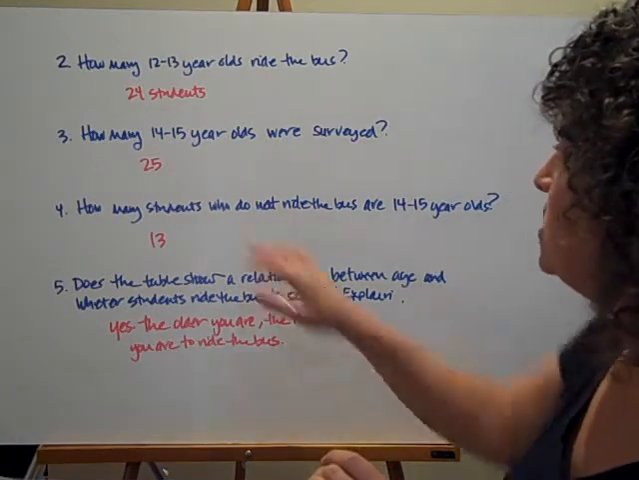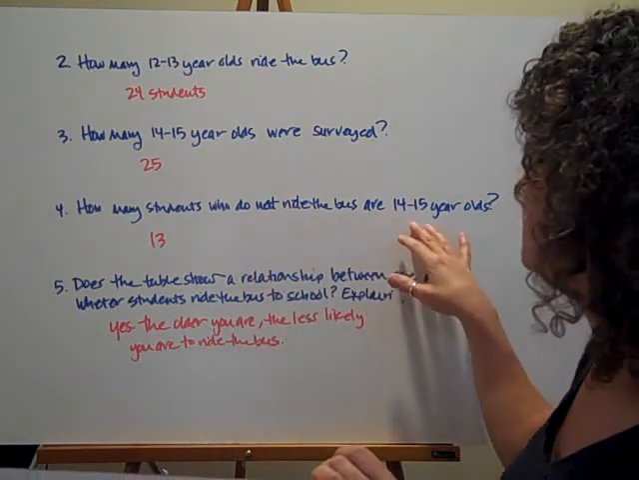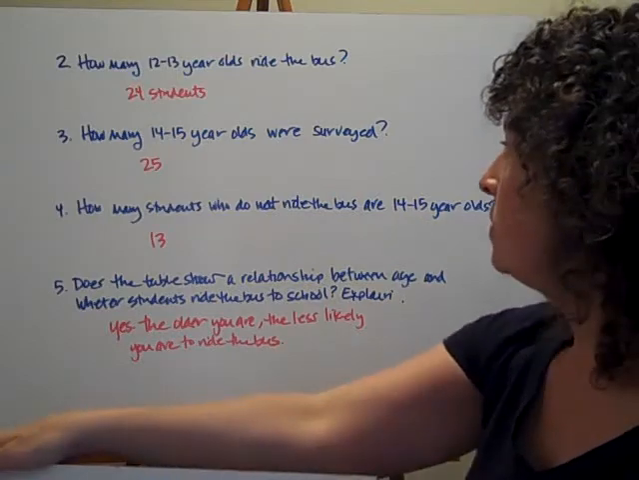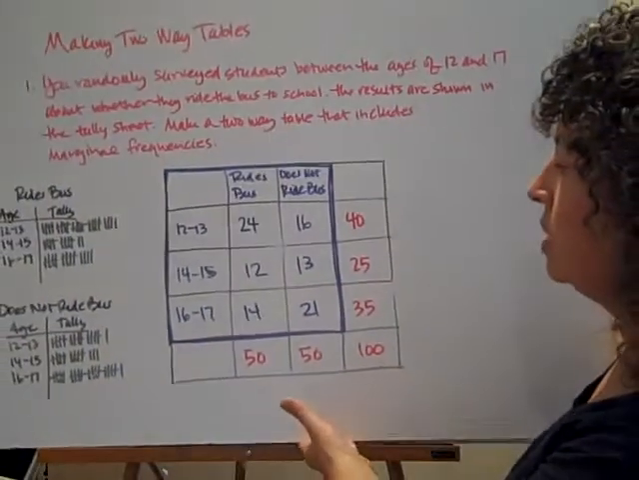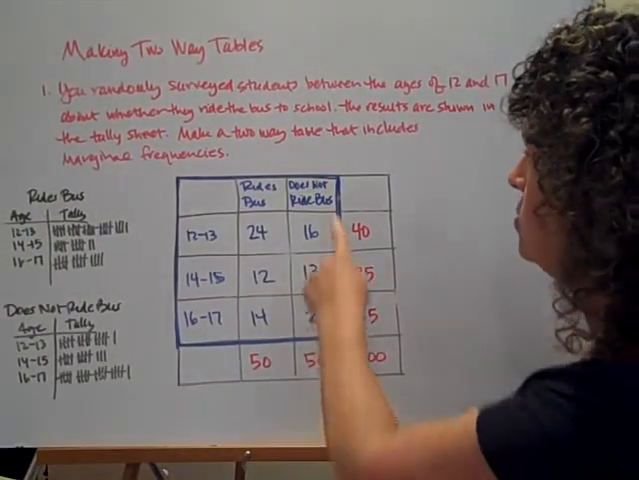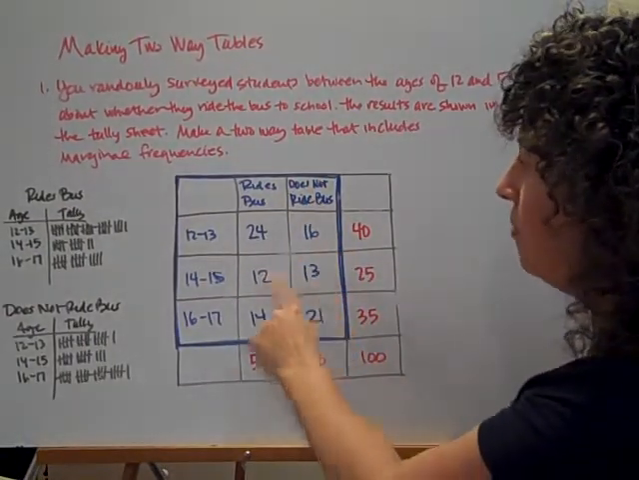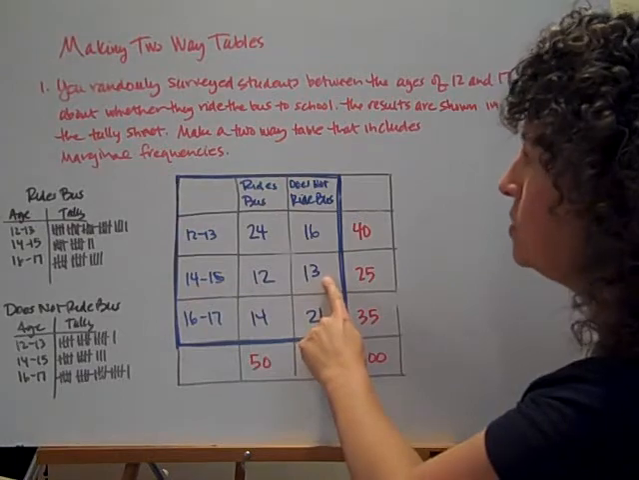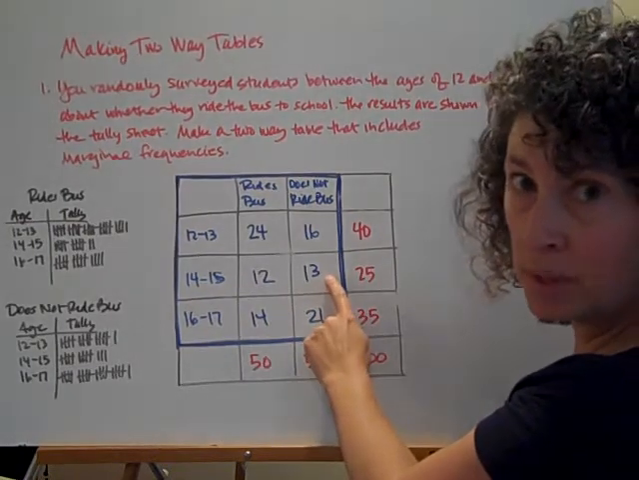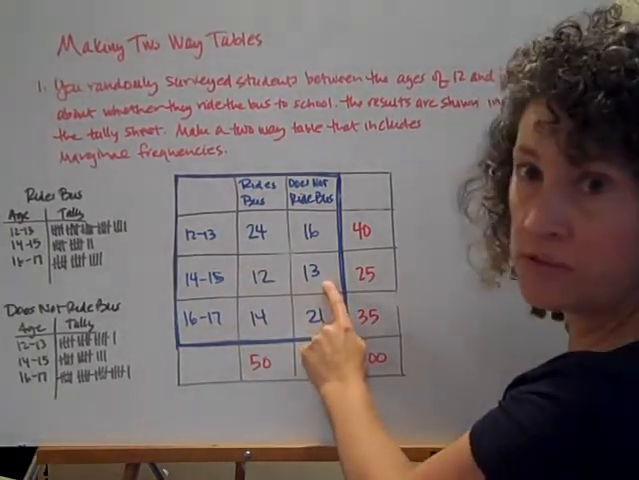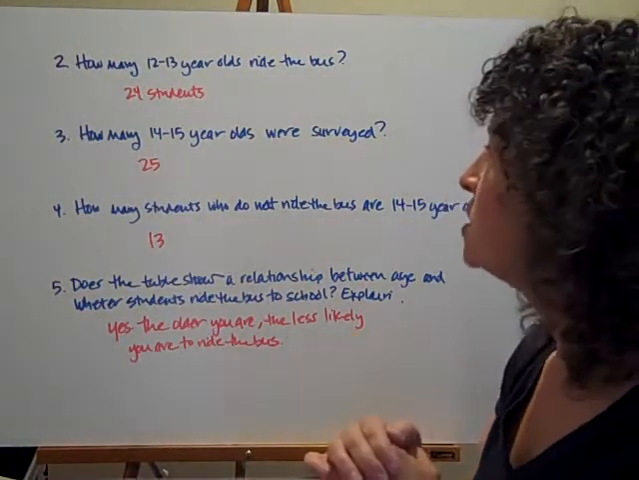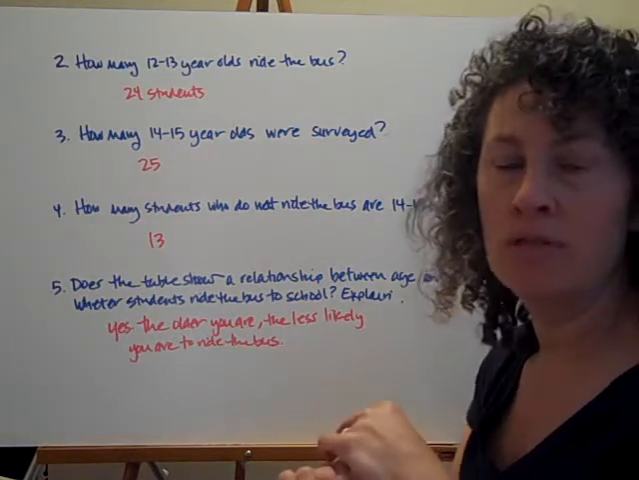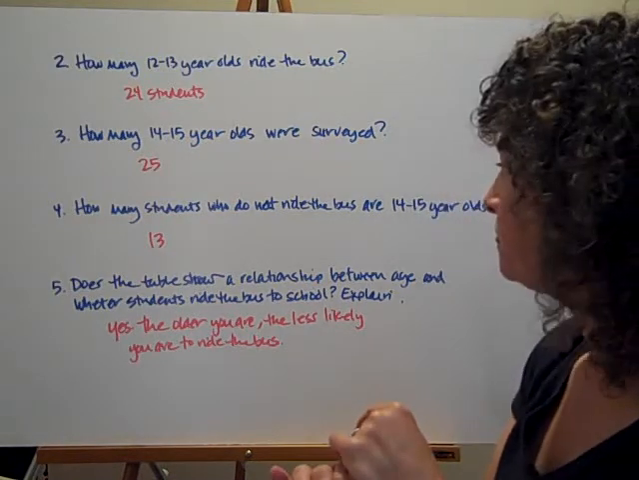How many students who did not ride the bus are 14 to 15-year-olds? So here we're going to look at a cross-section. So here's my group of students who did not ride the bus that are also 14 and 15. So we should have 13. Is that the answer I have down here? Oh, it is. I love when I'm on the same page as myself. So we have 13 who did not ride the bus, and they're in that 14 to 15 category.